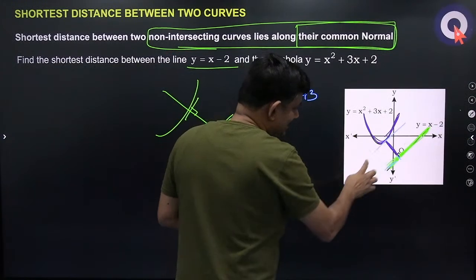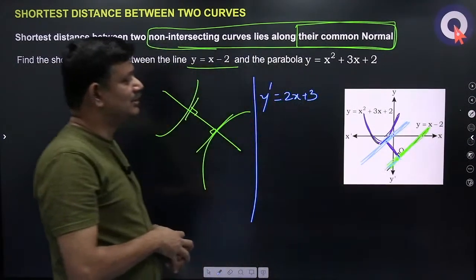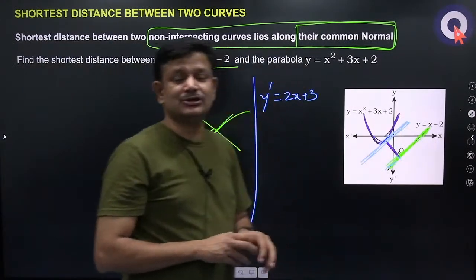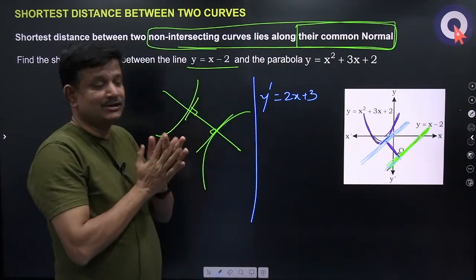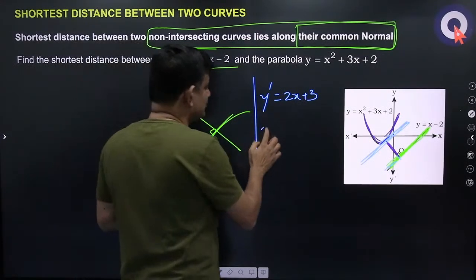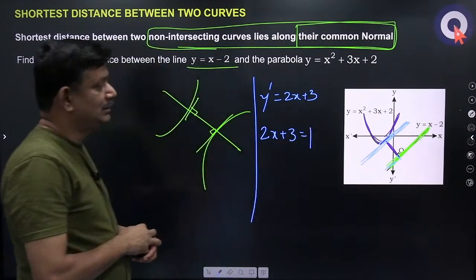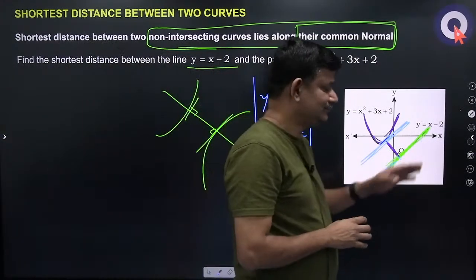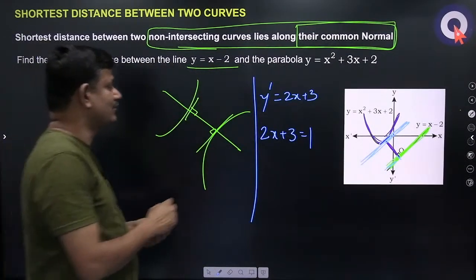So the tangent at this point should be parallel to the line y is equal to x minus 2. If the normal is perpendicular to the line y is equal to x minus 2, the tangent should be parallel to y is equal to x minus 2. So 2x plus 3 should be equal to 1. The slope of the tangent to the parabola and the slope of the given line should both be equal. From here you get the value of x.